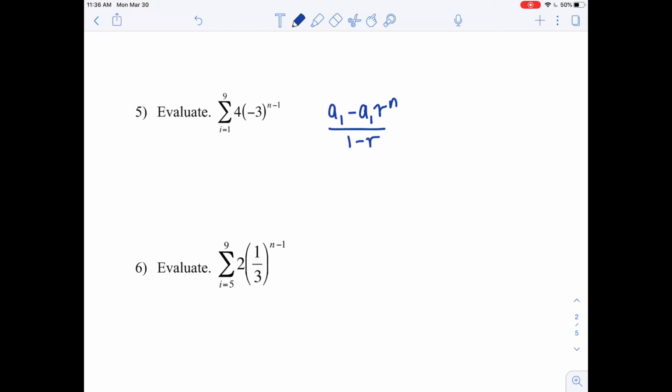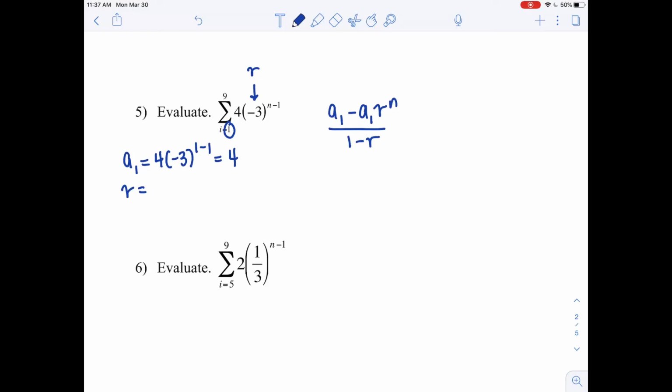Okay, so if I'm trying to do a geometric sum, remember that the rule is a1 minus a1 r to the n all over 1 minus r. And when I say a1, I mean whatever term I get when I plug in the lower bound of that sigma. That might not always be 1. In this case, it is actually 1. So when I plug in 4 times -3 to the 1 minus 1, it turns out that 4 is actually my first term. That's what I got when I plugged in 1.